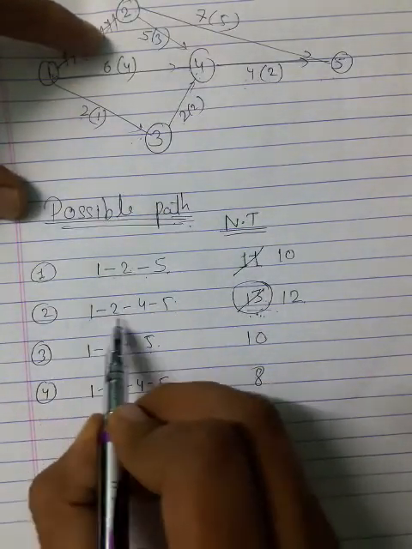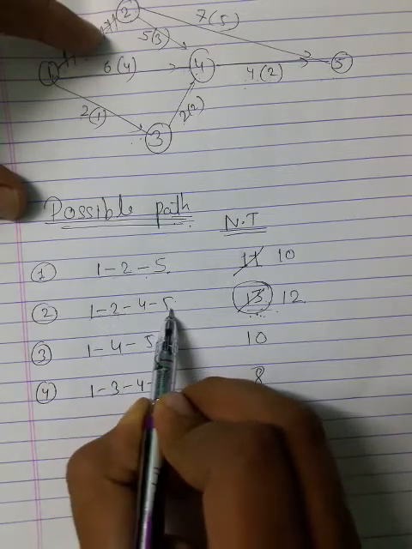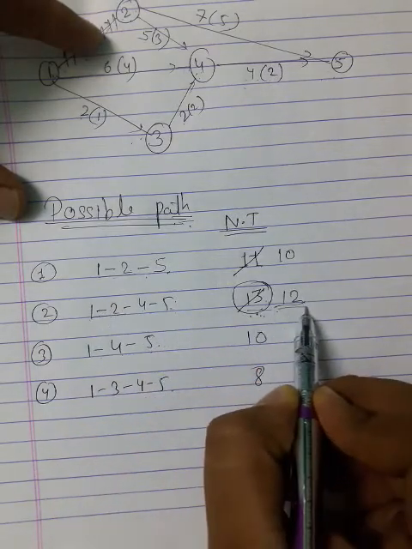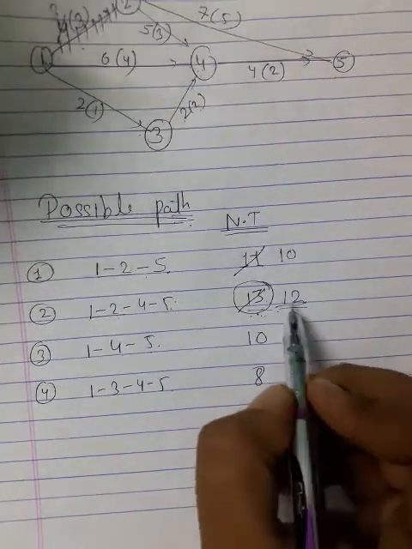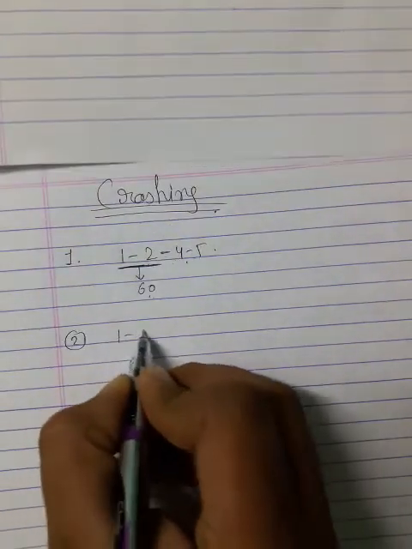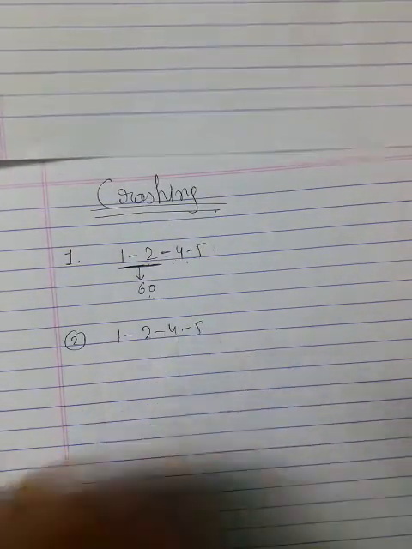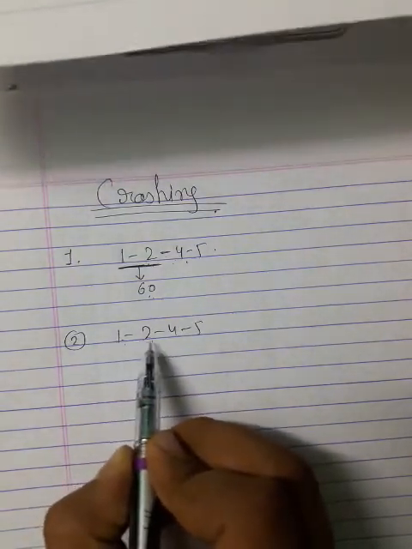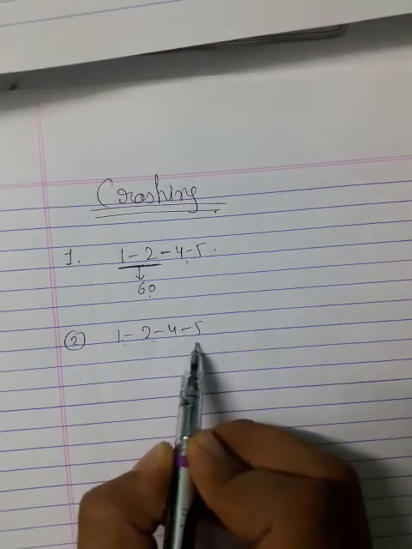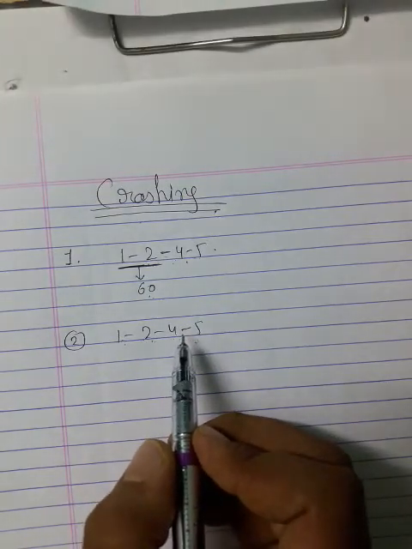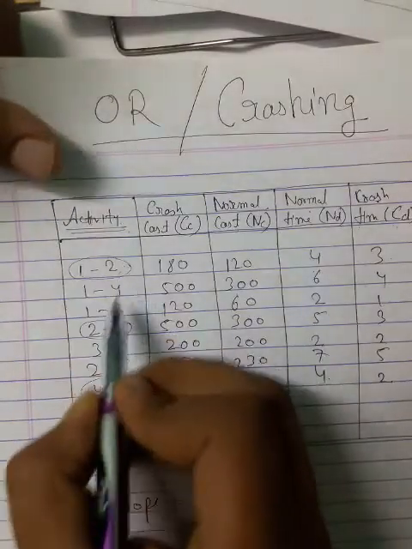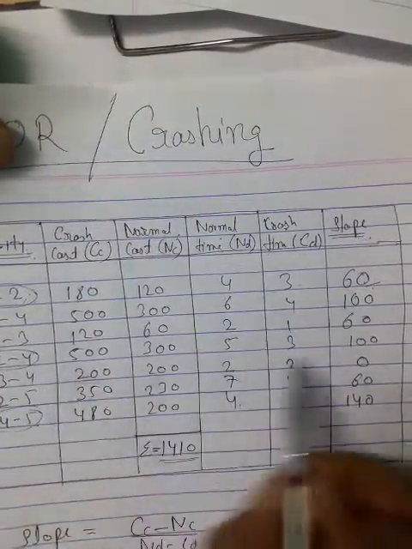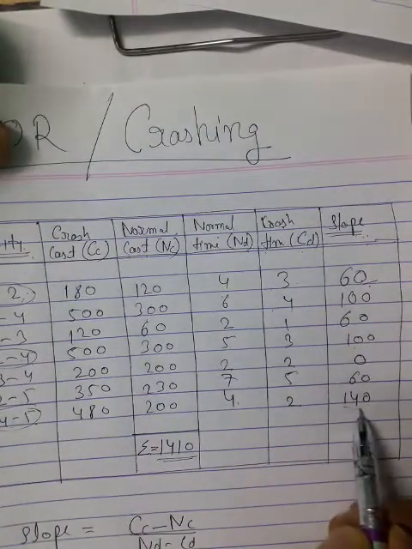Again, if you see, the path 1 to 2, 2 to 4, 4 to 5 has the maximum time. You have to start crashing from here only, that is 1 to 2, 2 to 4 and 4 to 5. Again you have to check which of these three activities has the minimum value. From the first table you have to check 1 to 2, 2 to 4 and 4 to 5.